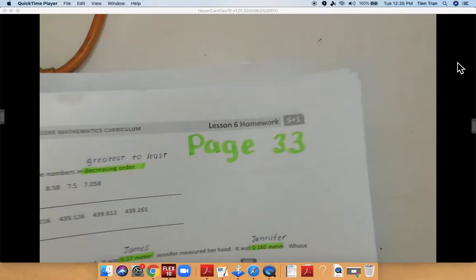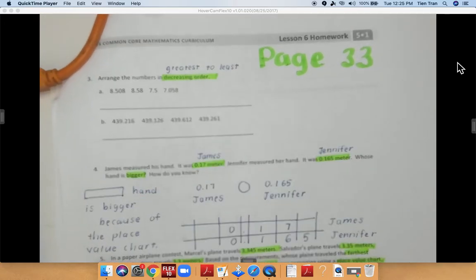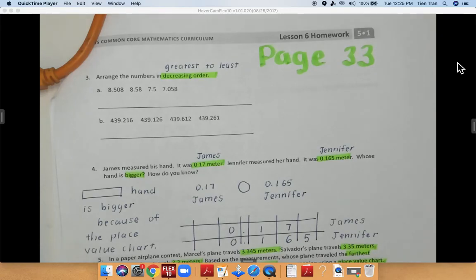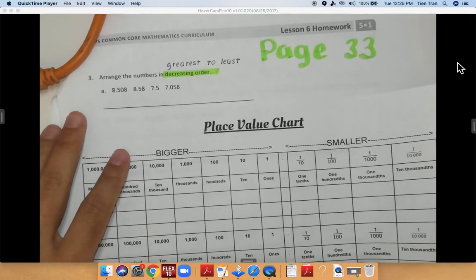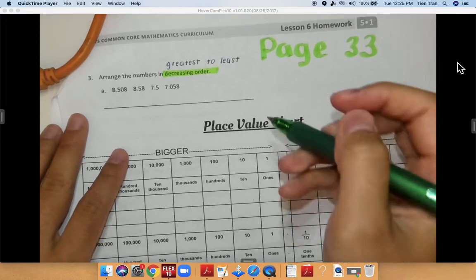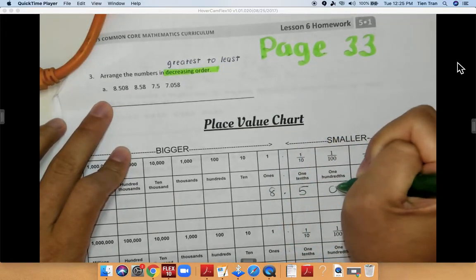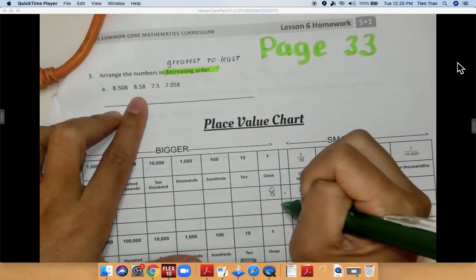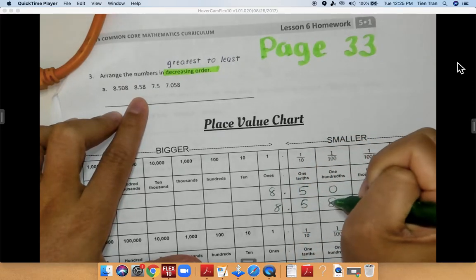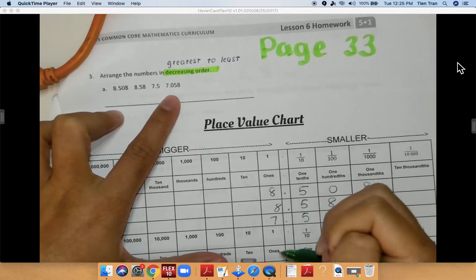Now, I'm going to turn the page, and the next page is page 33. And on page 33, they ask you to write it in decreasing order. That means that you are going from greatest to least, right? So you're going with the biggest number and then the smallest number. So I'm going to plug these numbers in. I have 8.508. Then I have 8.58. Then I have 7.5. My last one is 7.